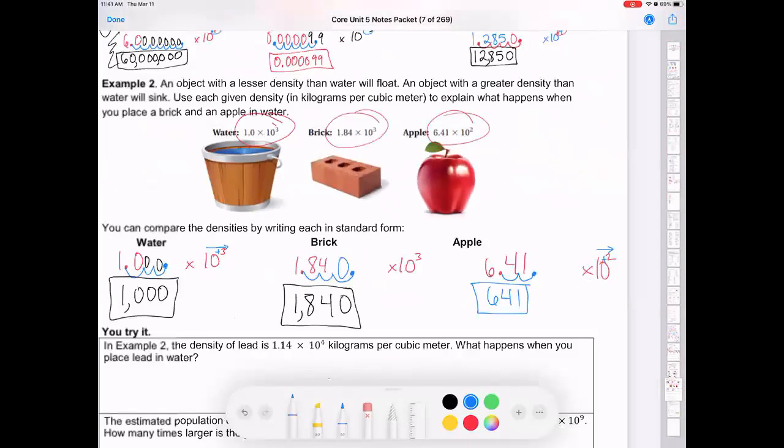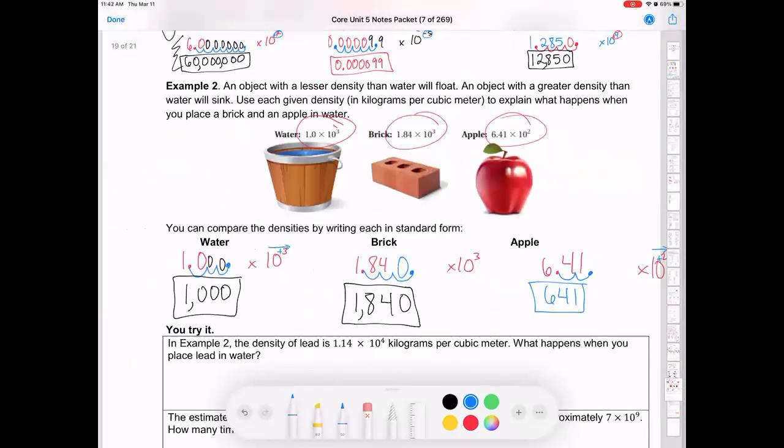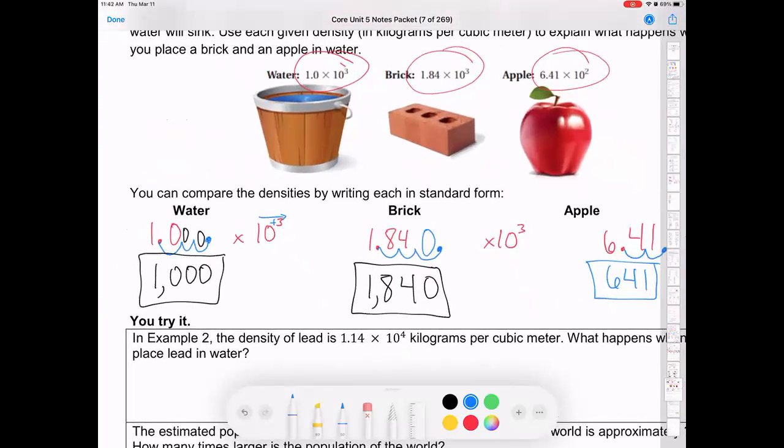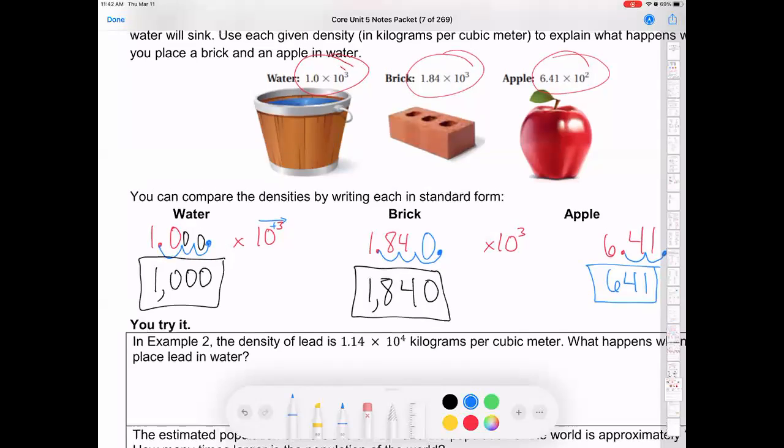Now, each of them are in standard form. And so what we're going to do next is compare the densities. So notice how the brick value in standard form is larger than the water density, that's where we see it sink. Whereas the apple one is smaller, so that's why it floats. All right. Any questions at all on example two?